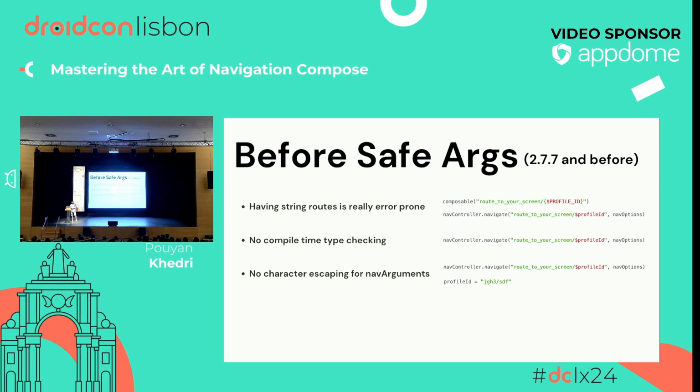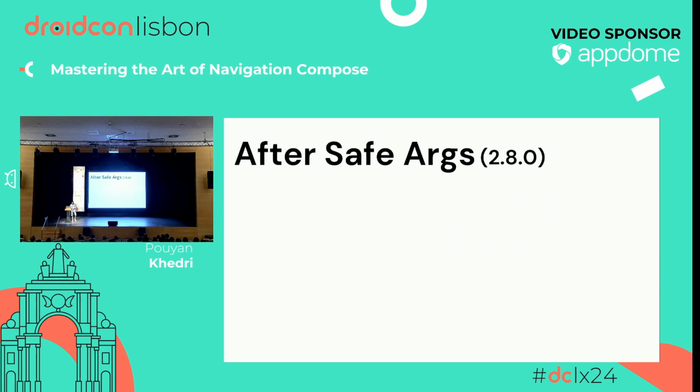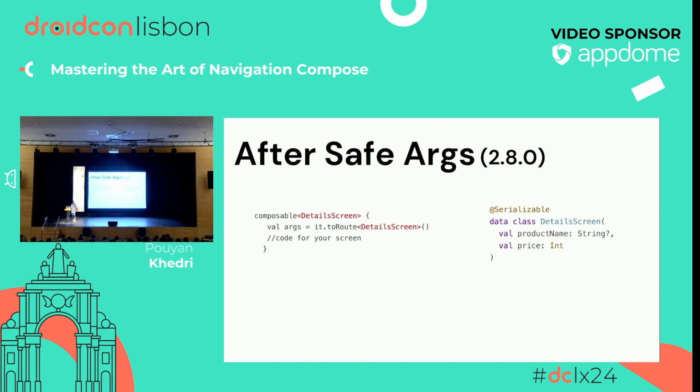Okay, so what happened with this 2.8.0 version? Basically, with these safe arguments, declaring a composable in the nav host changes to this. You have the composable extension function again, you specify a type instead of a string route, and then the arguments that we are getting using this, again specifying the type, and our actual composable code. And what is this type that we are specifying? It is actually a serializable data class with some parameters inside it.